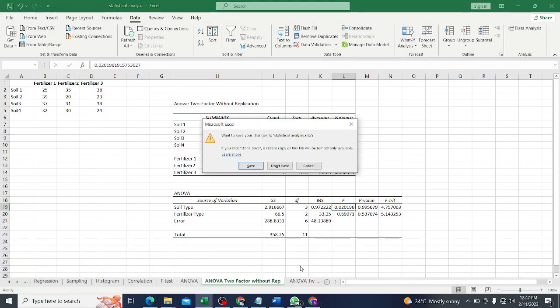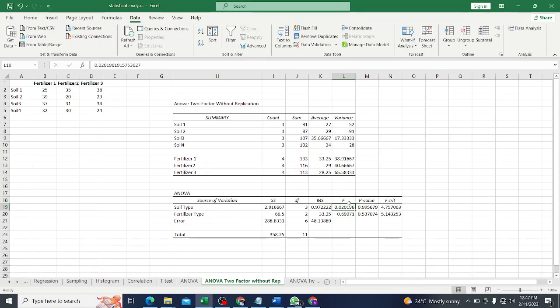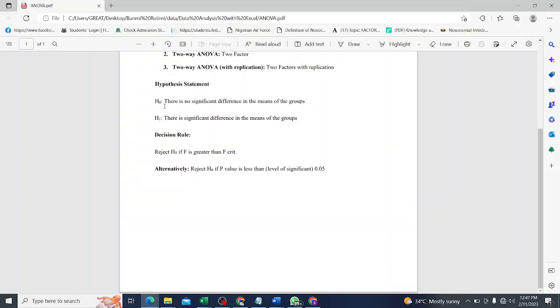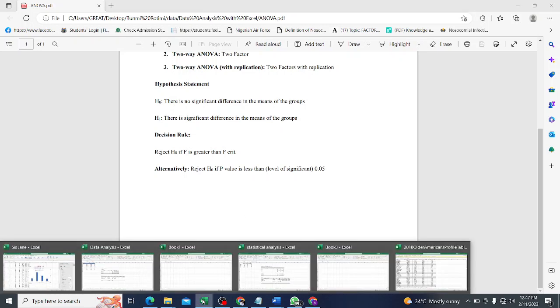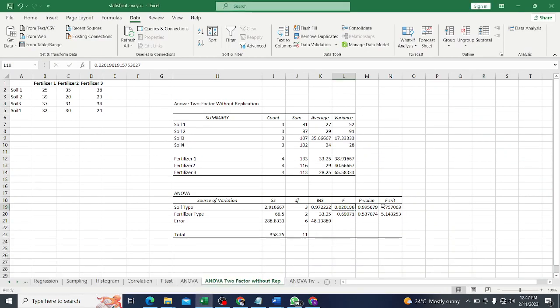So if you look at it, you find out that this is the value of our F, 0.02. Now, this is lesser than the F critical, which is 4.75. So this implies that we are not going to reject H naught. That means the soil type is not significantly different, because our H naught says there's no significant difference in the means of the groups. So soil type is not significantly different.